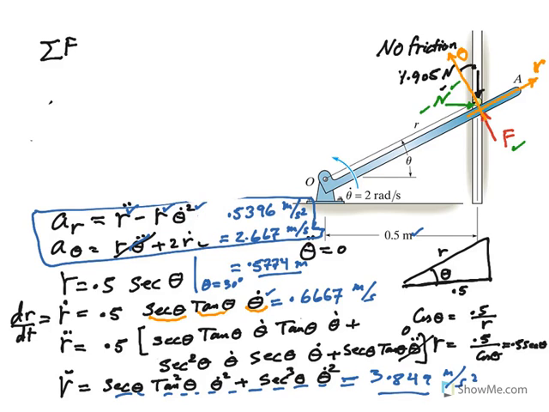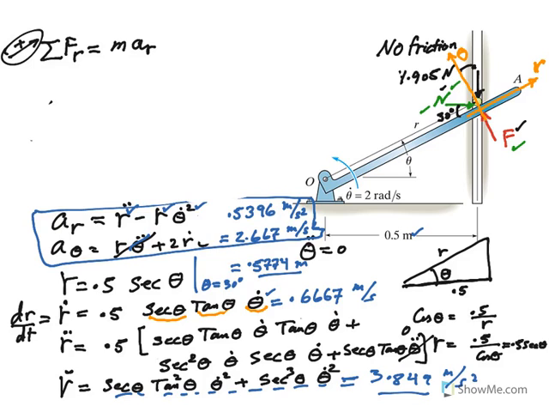Summing forces in the radial direction, that's equal to what? Mass times acceleration in that direction. The reason I do that, of course, is because F is perpendicular to radial, or is in the transverse direction, and it's not going to have any component along that direction. And keep in mind that this angle is 30 degrees, right? So you can use that. This is the positive radial direction.